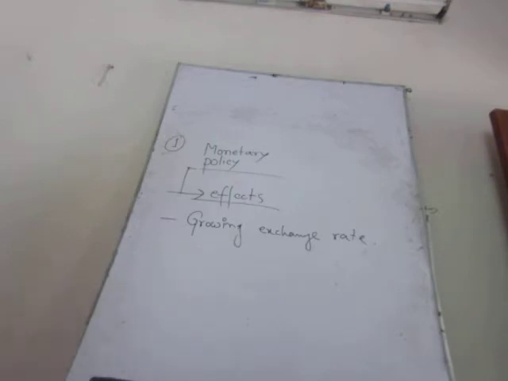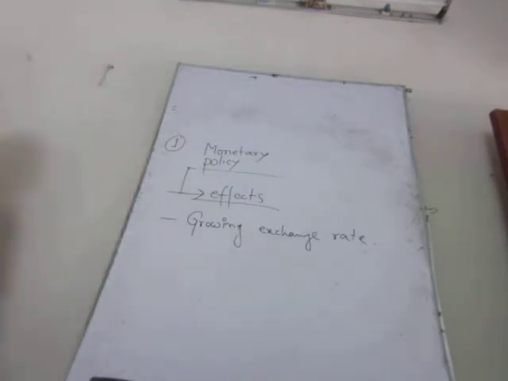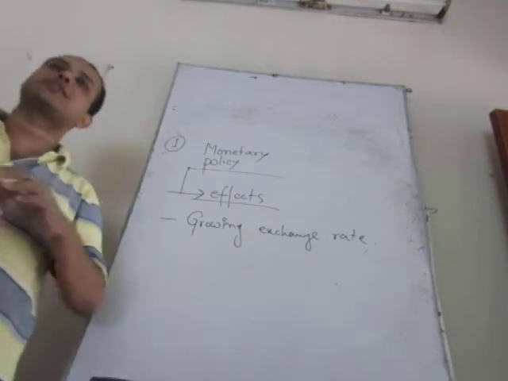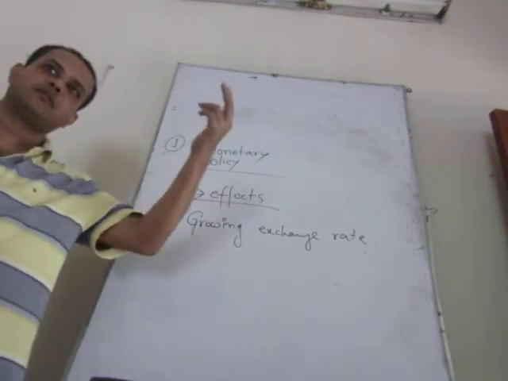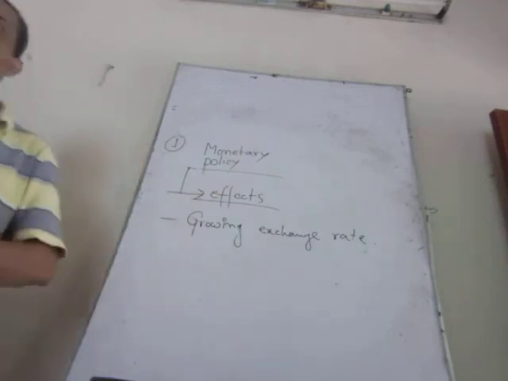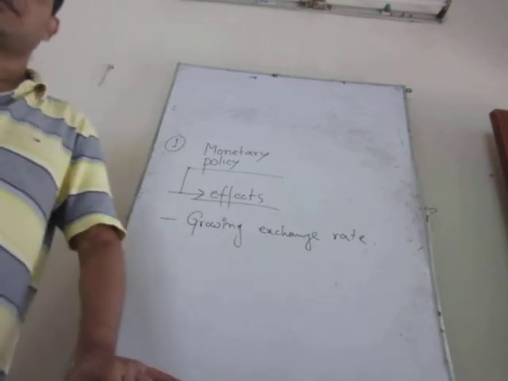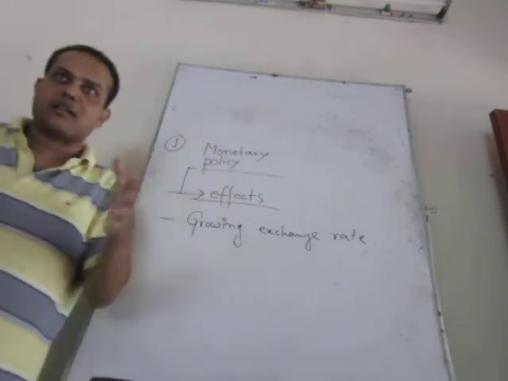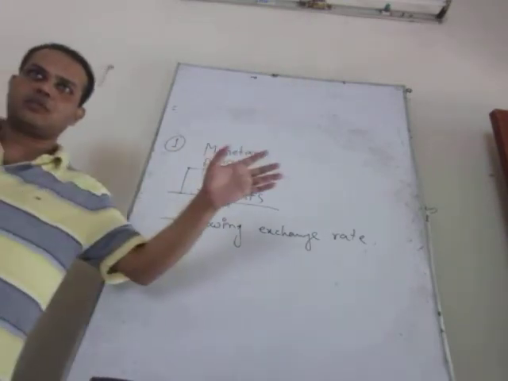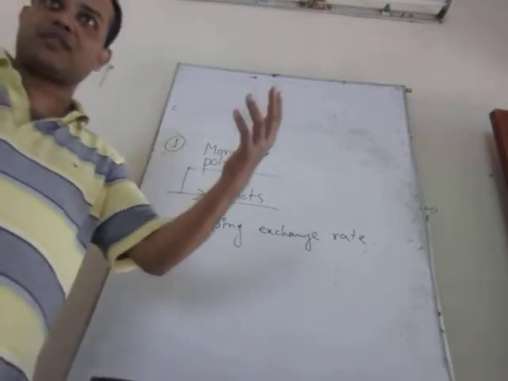Okay. Growing exchange rate. When one country's interest rate is high, that means cost of capital is high, it is normal that other countries will be motivated to invest their capital in this country. Right? So a huge amount of foreign currency comes forward through foreign direct investment. Clear? Because of the highest interest rate.